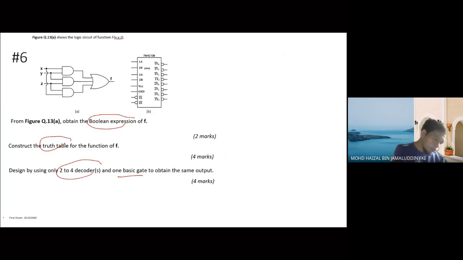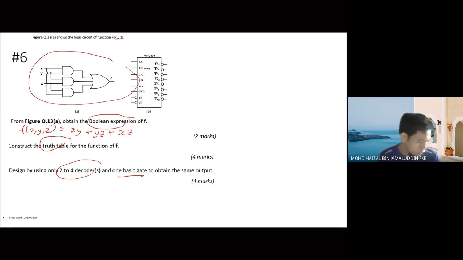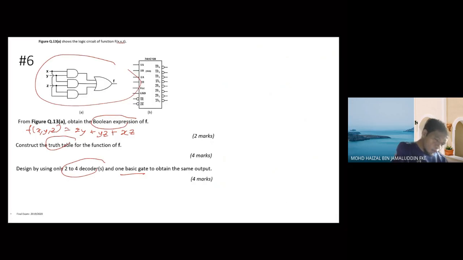Okay, so number 1 is just an easy x, y, z. Okay, Boolean expression. So it is x based on this, xy plus yz. So this may be just a free mark, plus z x x x. Okay, so 2 marks. Then after that, you need to construct the truth table. Okay, so you have the x, y, z.